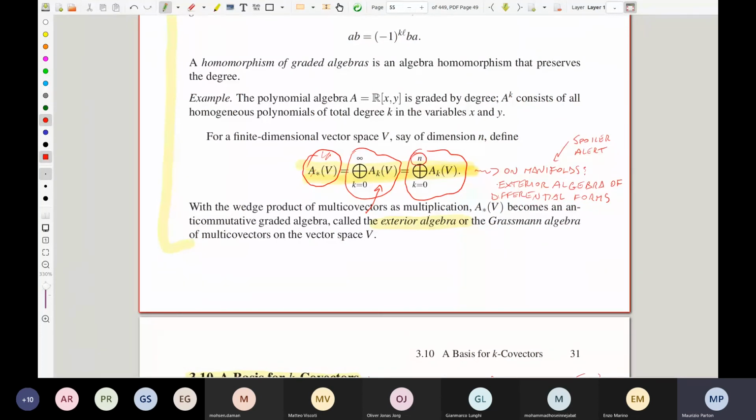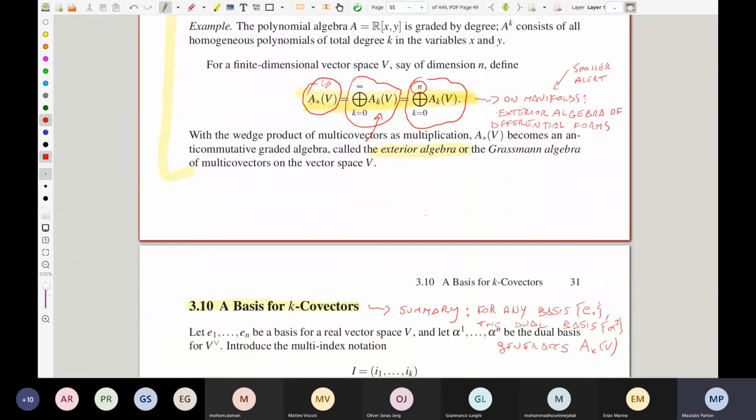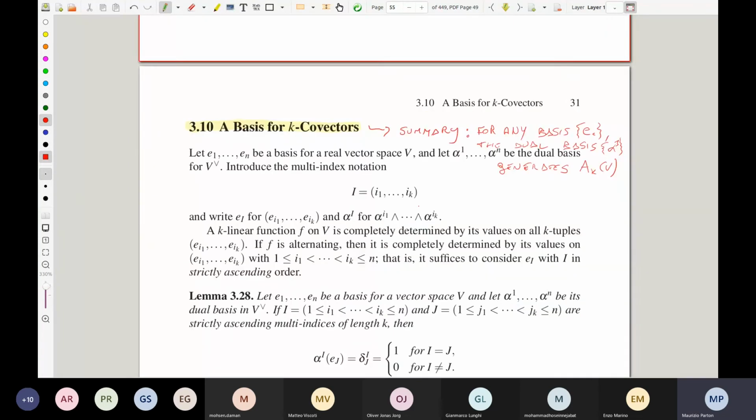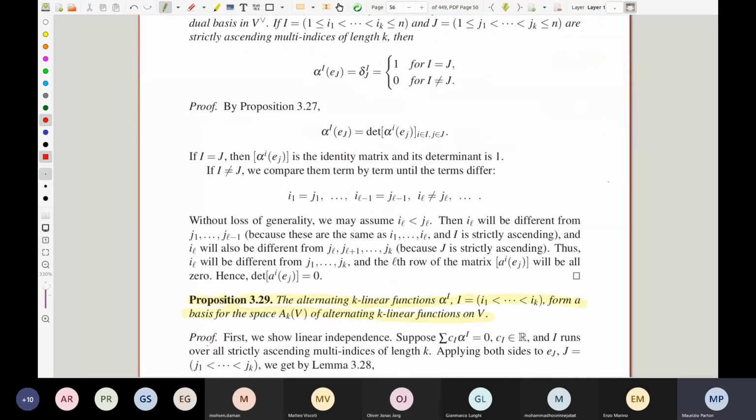That if you go over n, then in the wedge product of n plus 1 generators, you will have 1 at least, which is twice. And so that will nullify the product. Okay. And the basis, this is what I was telling you. The basis is given, you see, summary. For any basis, the dual basis alpha j generates the K forms, the K multilinear maps. Okay.